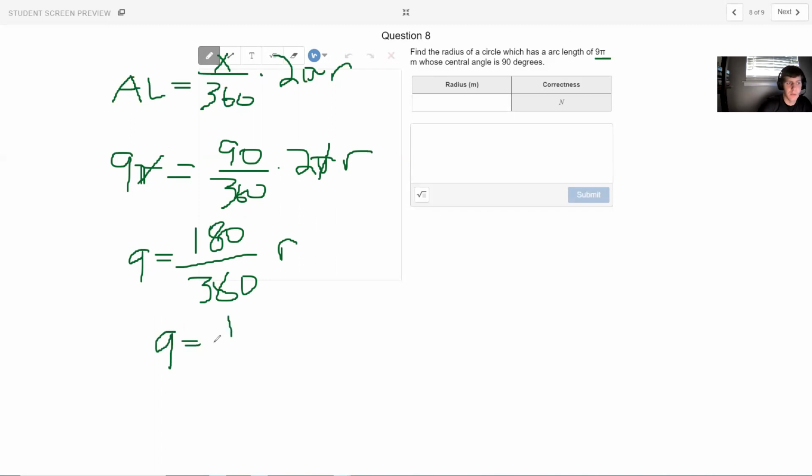We get 9 equals 1/2 times r. And then we can just multiply both sides by 2. And we get 18 equals the radius. So that would be 18 meters.